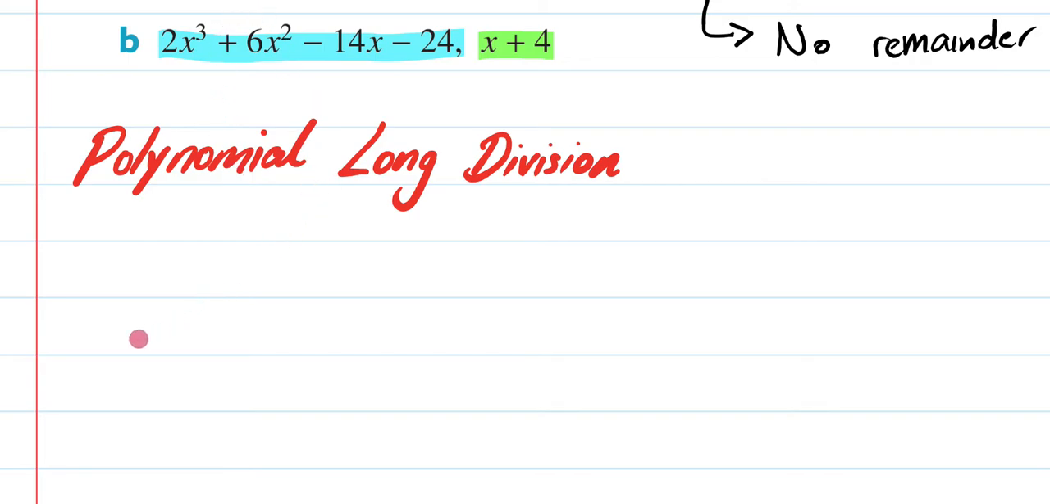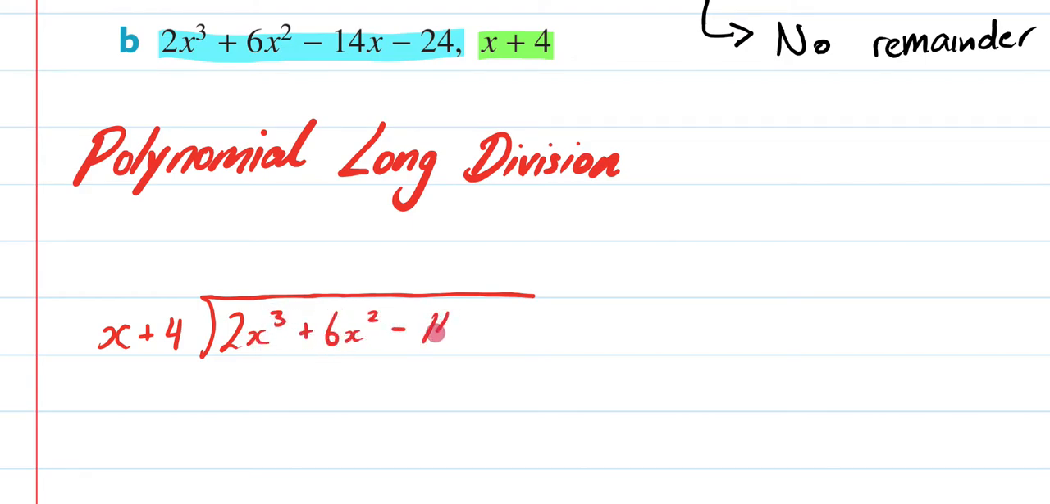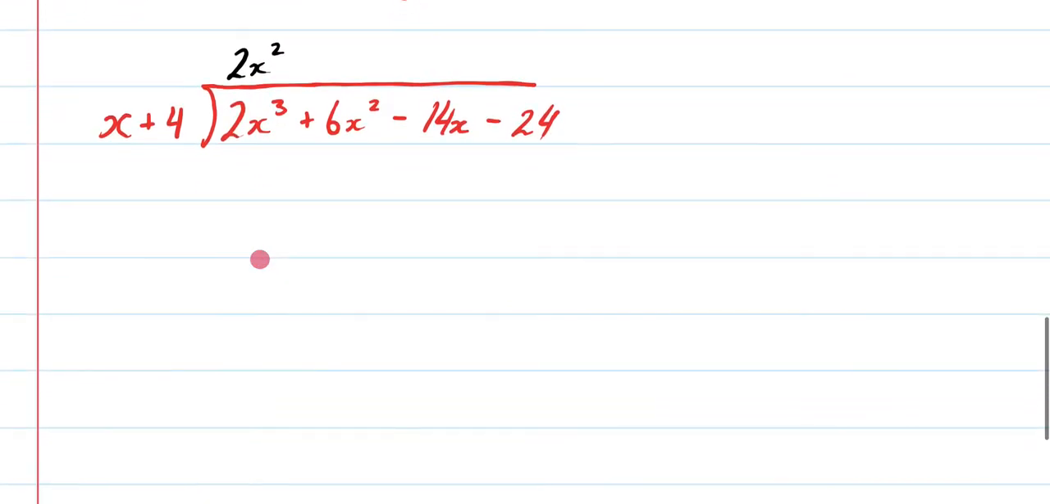Let's begin by writing down what we have. So we have our divisor of x plus 4. We are then going to divide our dividend 2x cubed plus 6x squared minus 14x minus 24. We are then going to go, how many times does x go into 2x cubed? It goes in 2x squared. Then, let me just come down a bit. Then we go 2x squared times x is 2x cubed. Then we go 2x squared times 4 is plus 8x squared.